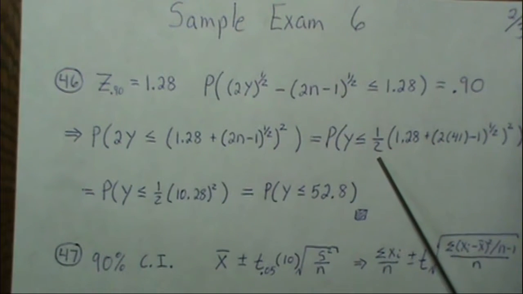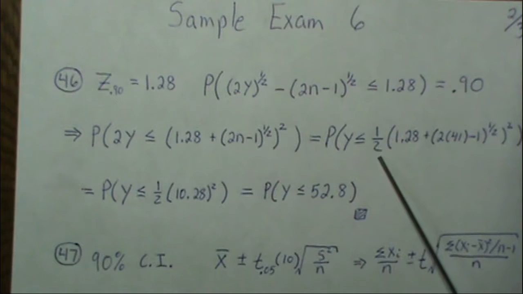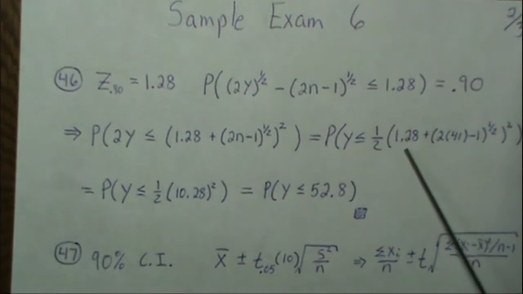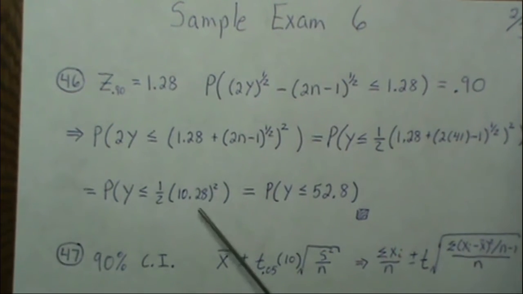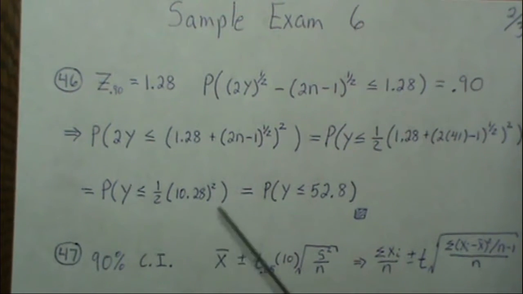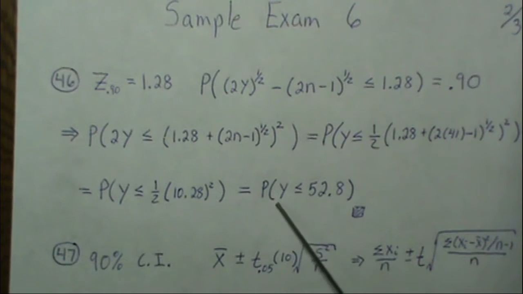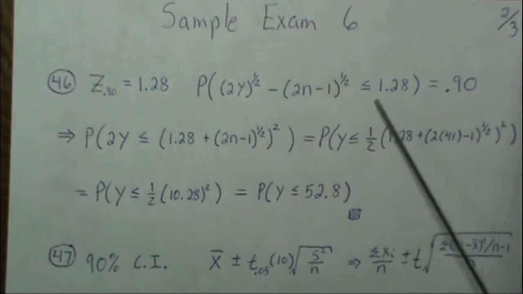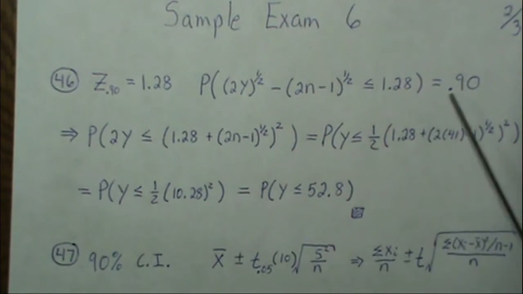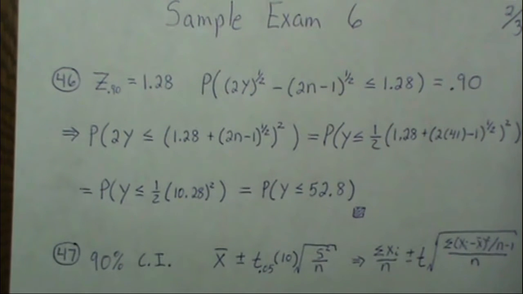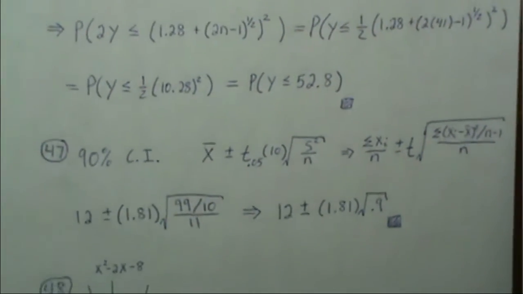And it said when n is equal to 41, so we plug in 41 to n. We start solving that, and then that reduces to this. And remember, this is the probability that this is less than, is equal to 90%. So 52.8 is the 90th percentile of y based upon the approximation by Fisher.